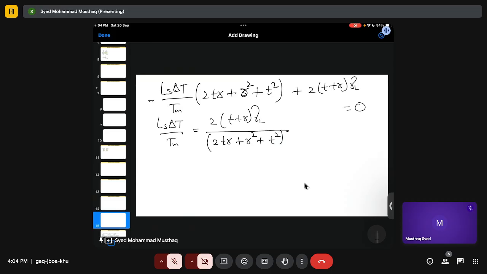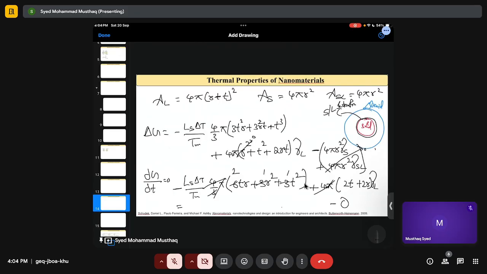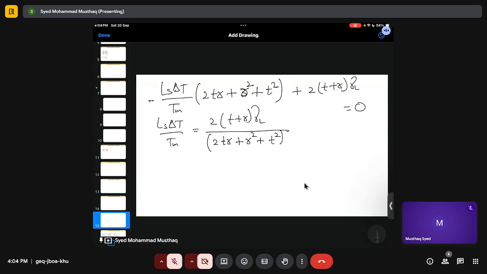Now how does this look? Did we do anything wrong with the volume? No, I guess we didn't do anything wrong with the volume. So this is 2 gamma l upon t plus r whole square, and you already have t plus r, you can cancel out, and you have Ls delta Tm upon Tm, which is 2 gamma l upon r plus t.